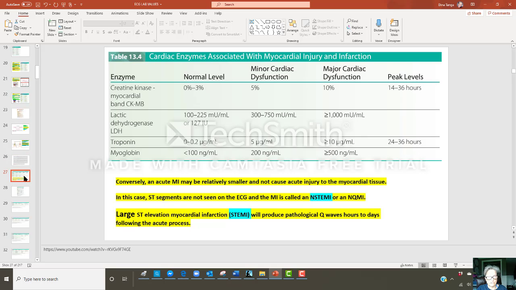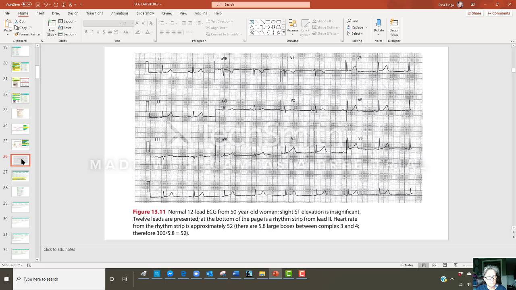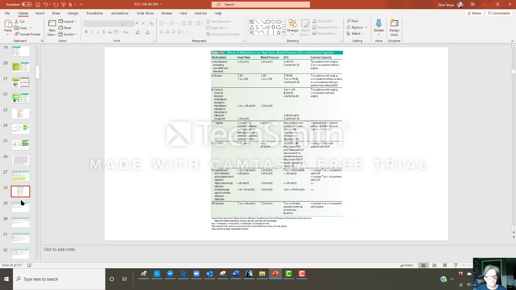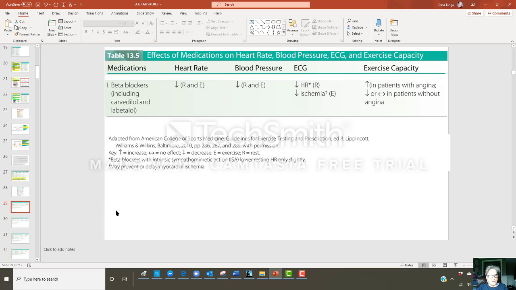Okay, so let's see, we already talked about that one. Effects of medications on heart rate, blood pressure, ECG, and exercise capacity. Beta blockers are going to decrease heart rate, decrease blood pressure, decrease heart rate on an ECG, decrease ischemia, increase exercise capacity in patients with angina, but decrease or not change it in patients without angina.